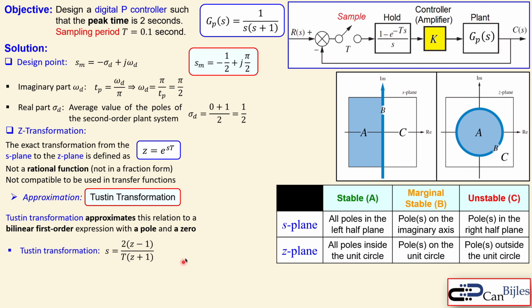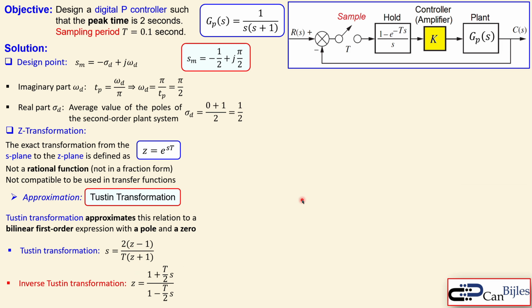But if you want to reverse that process, which is the inverse Tustin transformation, you can also get the z using your s. And this is what we will use. We will use the inverse Tustin transformation to get from the design point in the S domain, the design point in the Z domain. So that's our next step. Convert our design point in the S domain into the Z domain, using the inverse Tustin transformation.